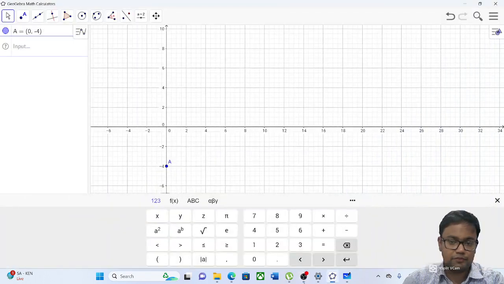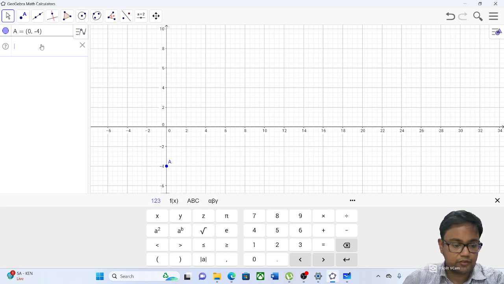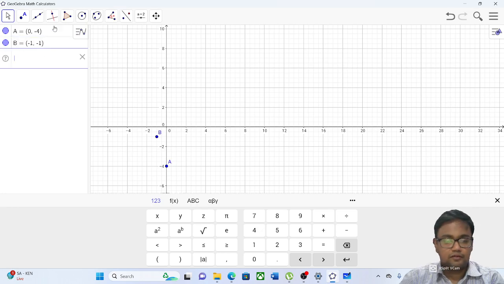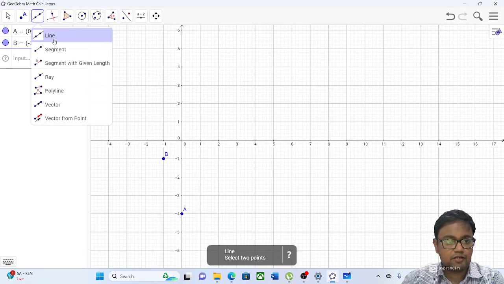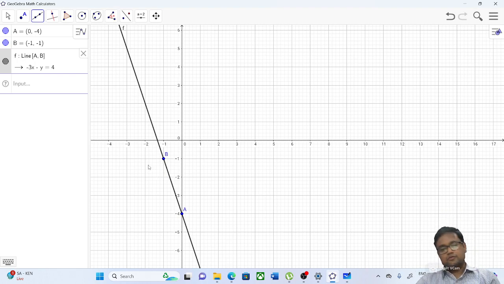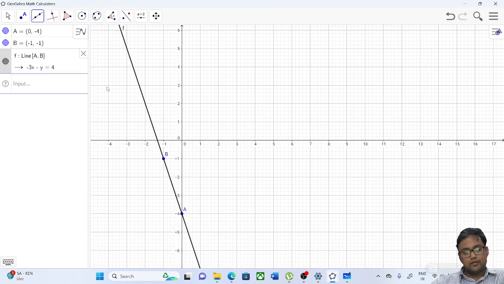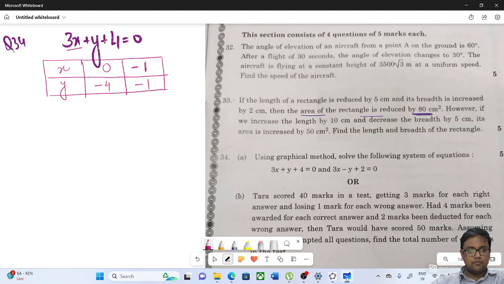Point A is visible to everyone. And then you can choose minus 1 comma minus 1. So again this is the point. Now you just have to draw a line passing through A and B. So this is the line representing the equation. You can see the equation also has turned up, children. You take everything on one side. So 3x plus 4 plus y, or 3x plus y plus 4. This is the same equation we have over here, right? You can see it here.